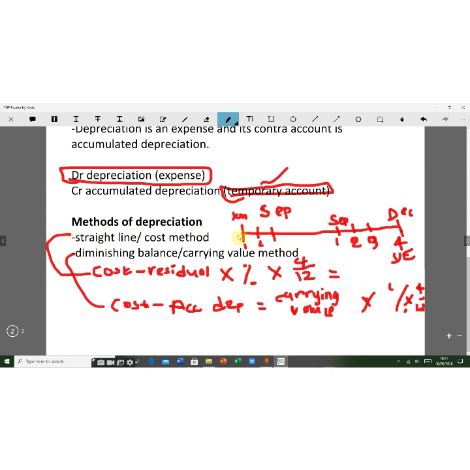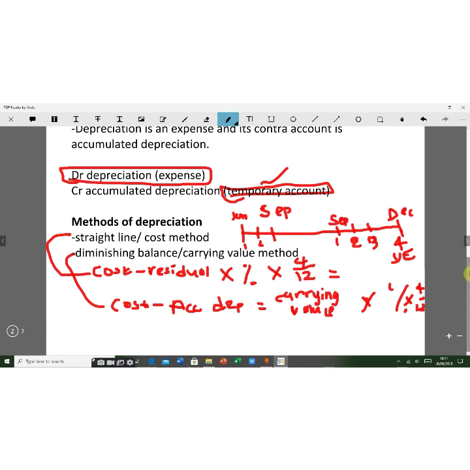So methods of depreciation, we have the straight line or cost method. If they say the vehicle is depreciated at cost method, just know that it's the same as straight line method and vice versa. And then diminishing balance or carrying value method. This is the same as saying carrying value method when you say diminishing balance method.